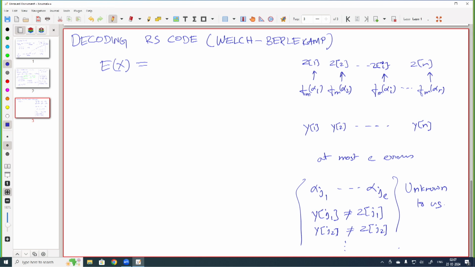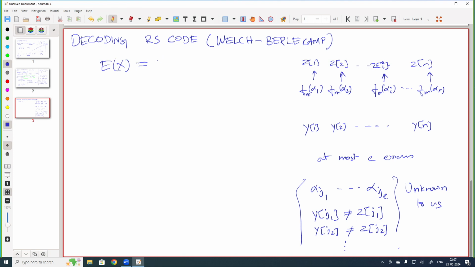However, we do know that they exist, right? Maybe the number is not up to e, but maybe e minus something, at most these many. So, what I will do is define a new polynomial which I call the error locator polynomial. It is a hypothetical polynomial because we do not know the actual places where it is defined.